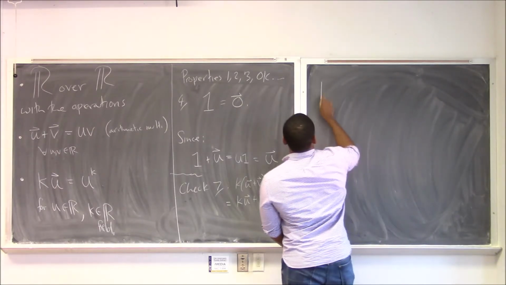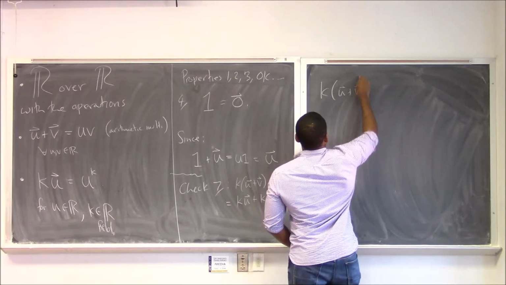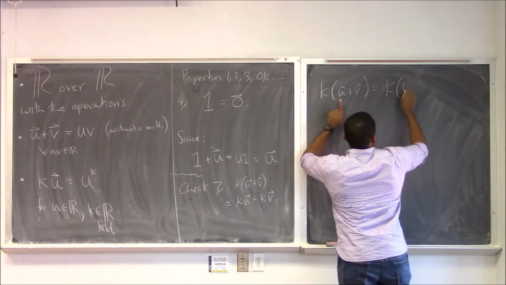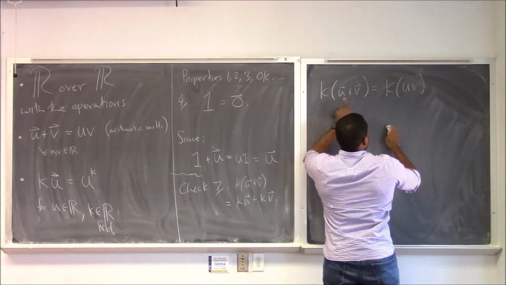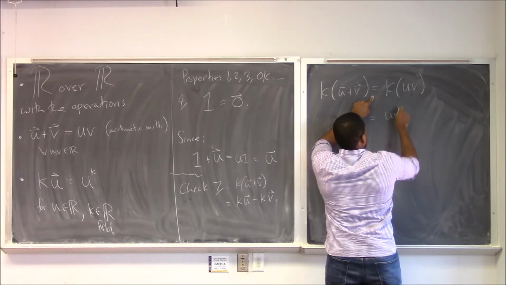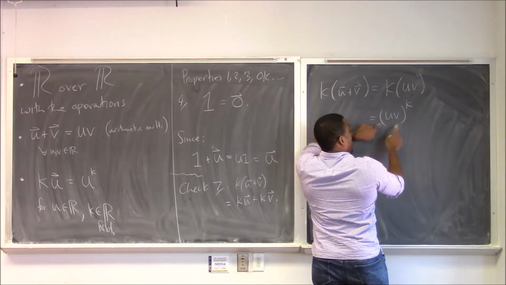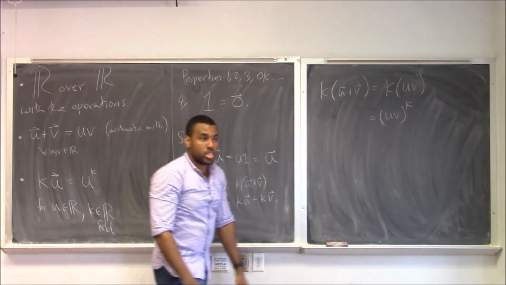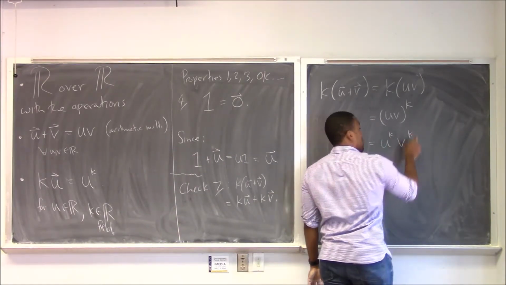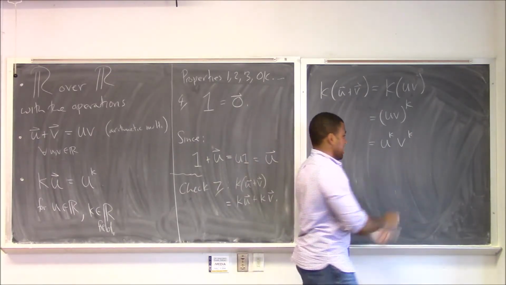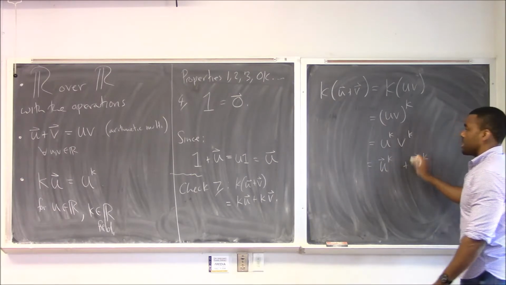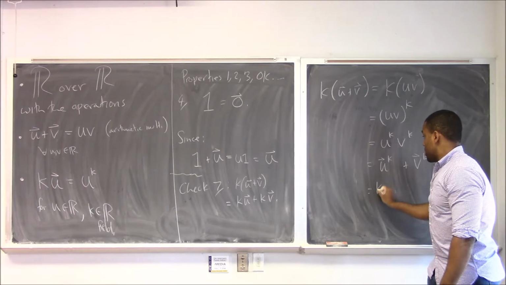Well, let's check. K times (u plus v) is equal to, how did we define addition? U times v. And how did I define taking a scalar multiple of the vector? It exponentiates that. Now we're in the realm of regular arithmetic: a product raised to an exponent. By definition that is u to the k times v to the k, if I'm thinking of them as the vectors. And that by definition is this.